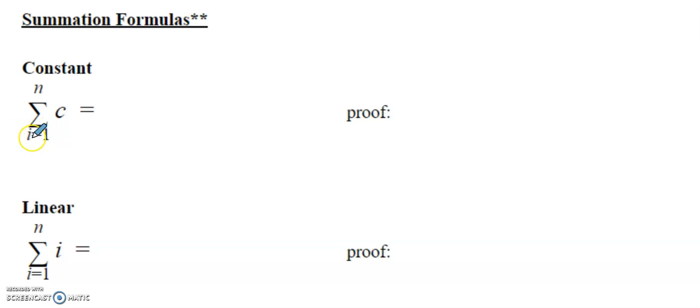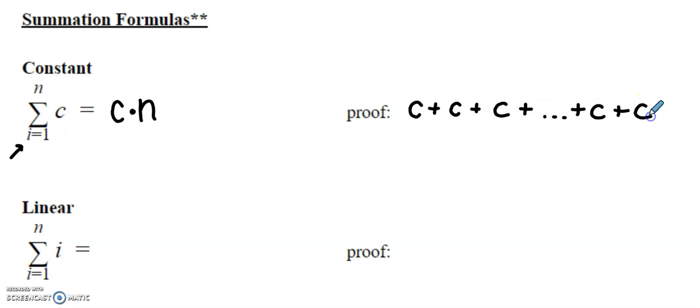So if I am summing up an index of 1 to n of a constant, so c is not dependent on that index i, well, that's going to be whatever that c value is times n. That's a shortcut. Our proof of that is really what I'm doing: take c plus c plus c plus c plus c. Well, how many c's do I have? I have n c's. Okay, so we'll use that formula here in just a little bit.